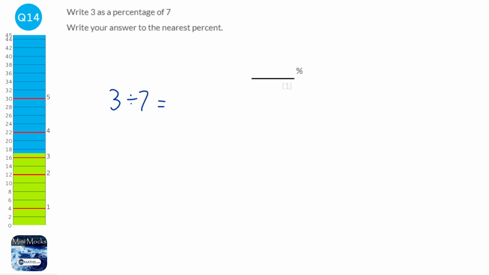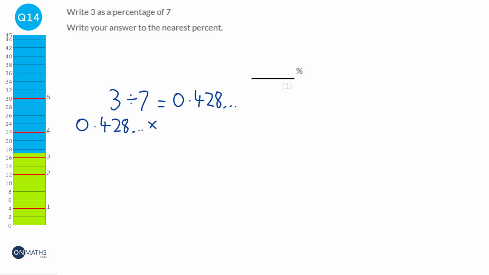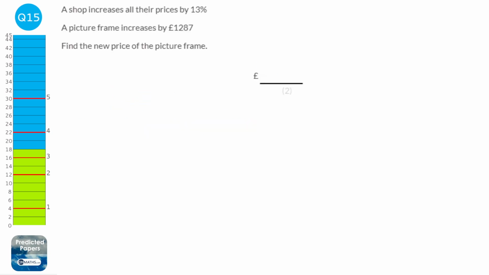So what we can do here is we can do 3 divided by 7 to find out what 3 is as a percentage of 7. Find out what that is as a decimal, which would be 0.428 and so on. And then to convert a decimal into a percentage, we times by 100. So we take that 0.428 and we're going to times it by 100, and that will be 42.857. And it wants it to the nearest percent, so that's going to round to 43%.